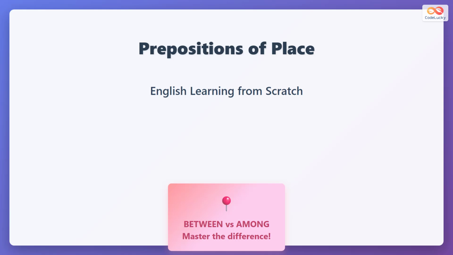Prepositions of place help us show where something or someone is located. Today we focus on two important ones, between and among. Between is for two things. Among is for many things. This simple rule makes English location words easy to understand.